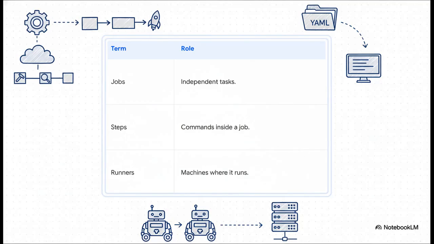As you get more advanced, you'll hear these three terms all the time. Jobs are the big pieces of your workflow, like build or deploy. Steps are the individual commands inside each job. And runners? Those are just the virtual machines that do all the heavy lifting.